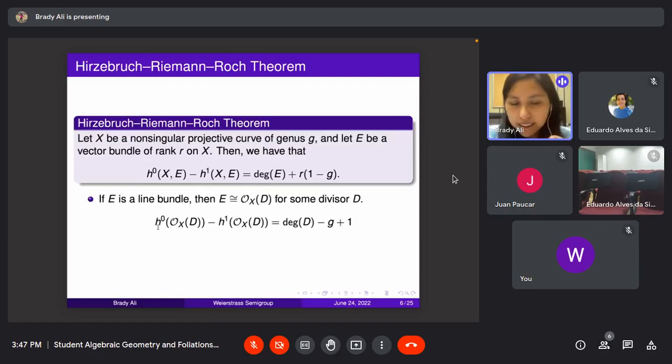So in the case when E is a line bundle, we know that E can be written as O_X(D), where D is some divisor. So if we replace this E here in the Hirzebruch-Riemann-Roch theorem, we are going to get the Riemann-Roch theorem.